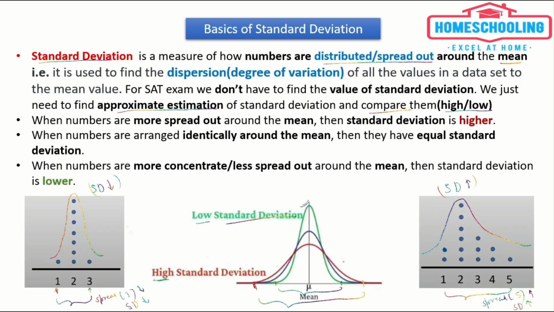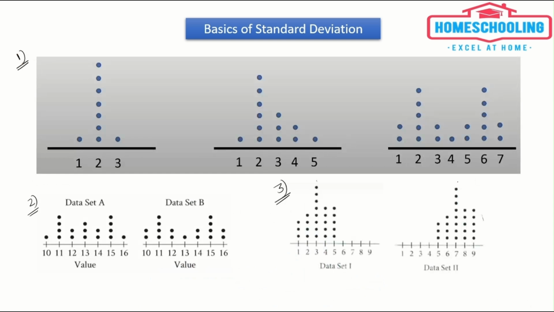Sometimes the question will be given in data points, and sometimes the question will be provided in graph form. So you need to understand the concept of standard deviation for both data points as well as the graph. If you take this example here, as you can see, it looks like a bell curve shaped graph. It is a bell curve shape.